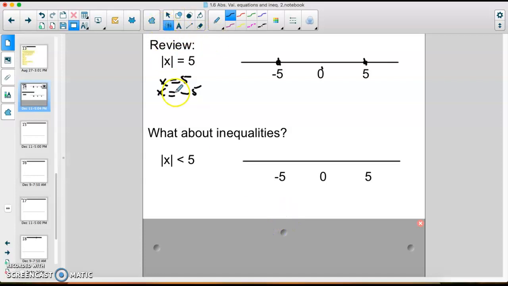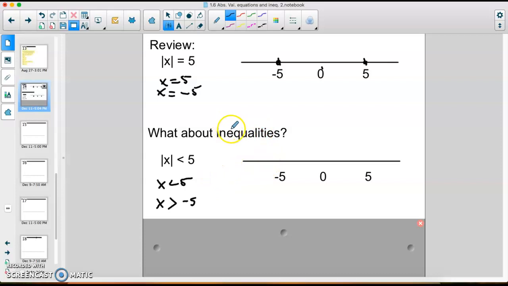And kind of the same concept. X could be less than 5, right? But then x, just like up here, we had the negative 5. Now, we negated this, so we're going to flip our sign around. Okay, so x could be less than 5, or x could be greater than negative 5.